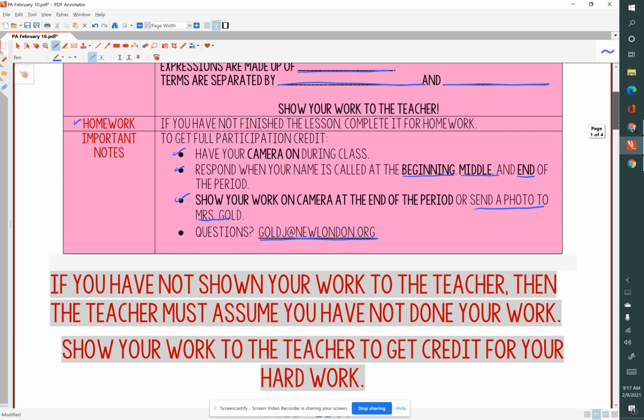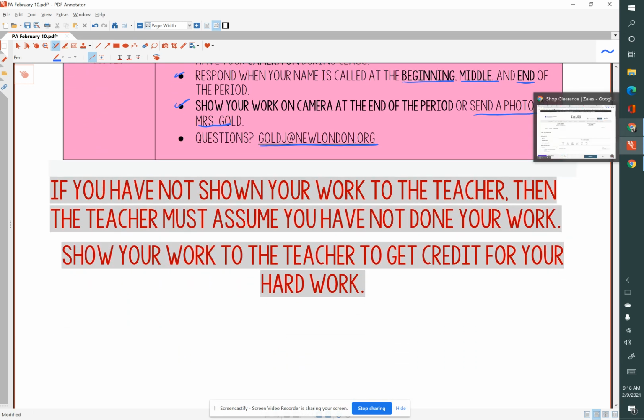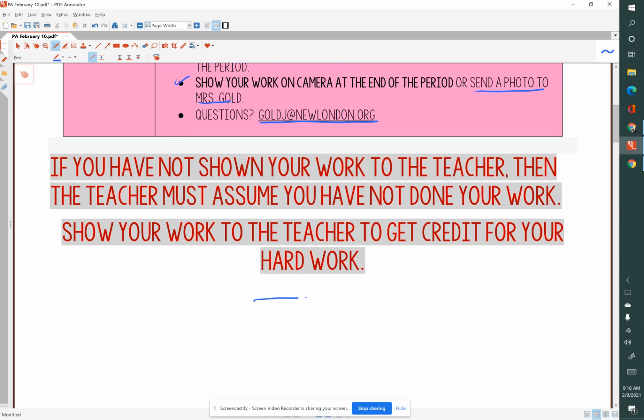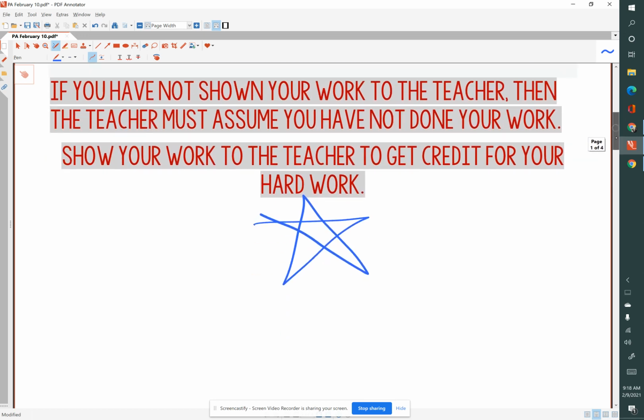So let's get started with our do now. We have some important information. If you have not shown your work to the teacher, then the teacher must assume you have not done your work. So show your work to the teacher to get credit for your hard work. Be a superstar today in math.